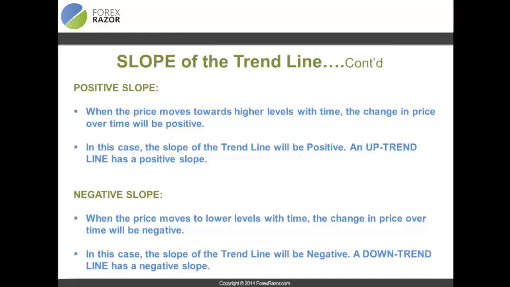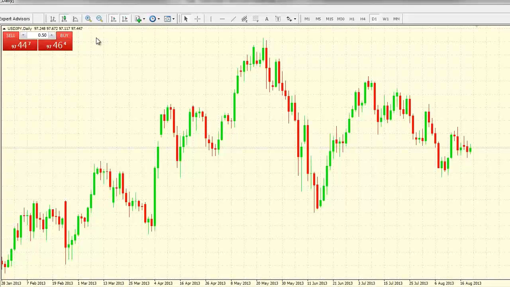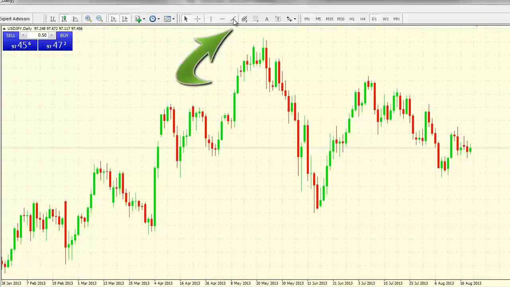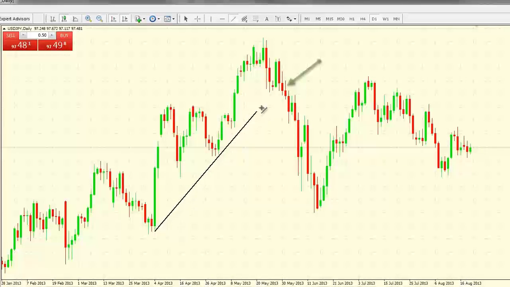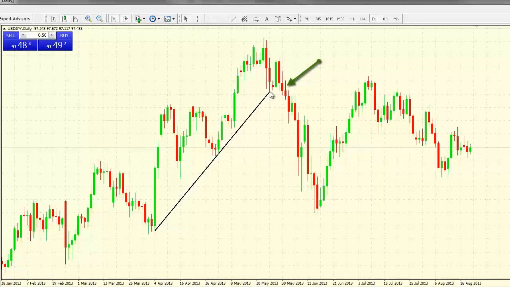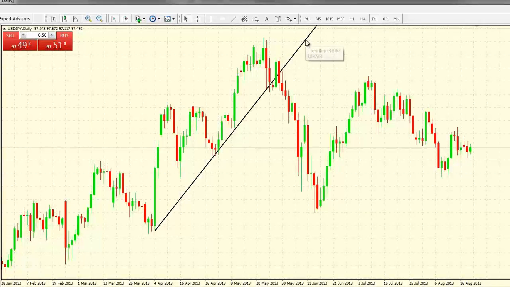Let's try to understand this better through the trading platform. Here we have the daily chart for the dollar-yen. To draw trend lines on your active chart, you need to select this icon from the toolbar above. Having done that, click on the first data point of the trend you have identified. As we can see over here, this is a series of ascending peaks and troughs. So I try to draw the trend line from this first data point towards this next data point. The trend line will be drawn.